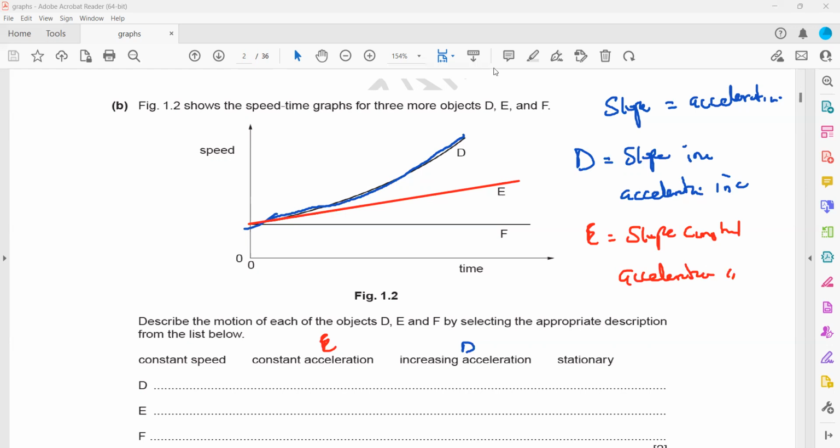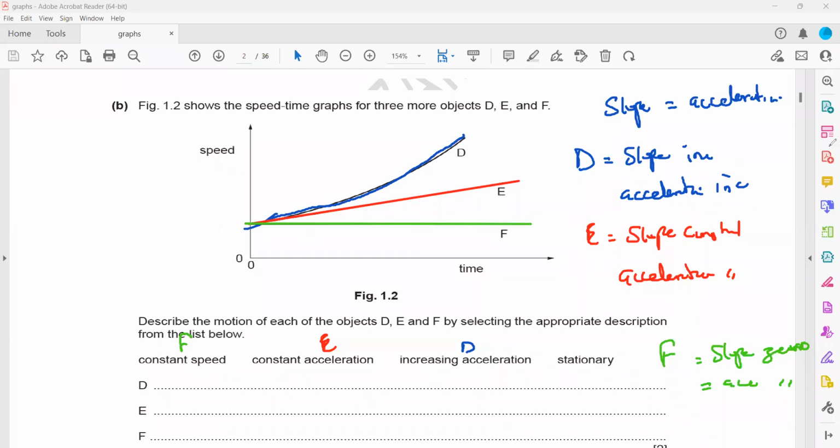And what about F? F is a horizontal line, which means the speed is not changing, or the slope is zero. Horizontal lines always have a zero slope. When there is a zero slope, the acceleration is zero. And when acceleration is zero, the object is not changing speed, or it has a constant speed. So it will be F.